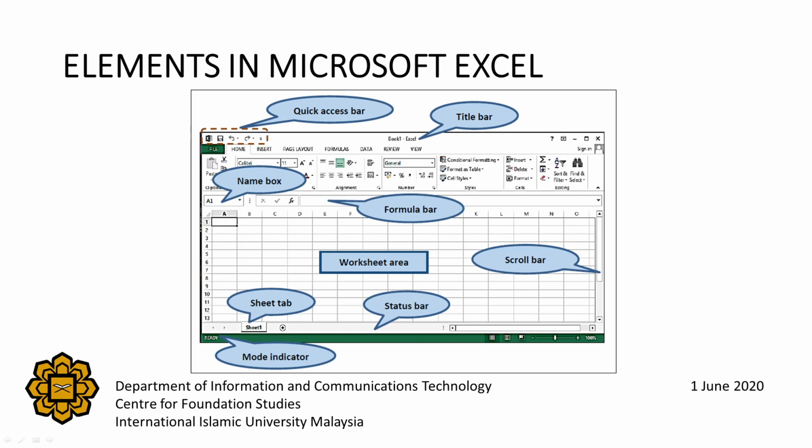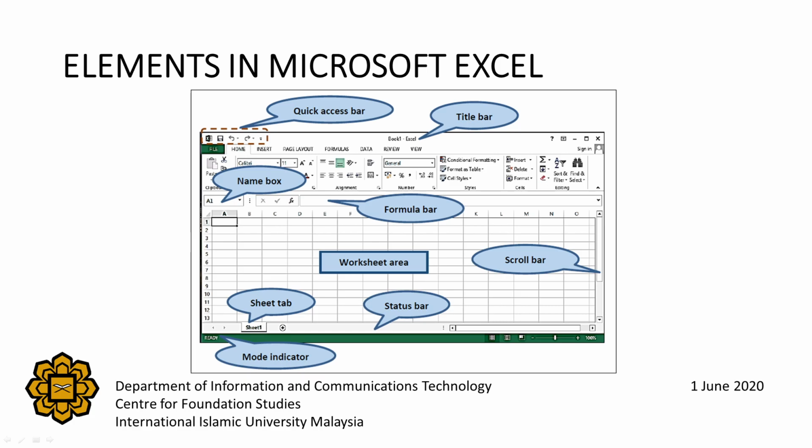Quick access bar. What is the function of the quick access bar? It allows you to quickly perform a command by clicking the button instead of using the ribbon. The next one is the title bar. It displays the name of the workbook.